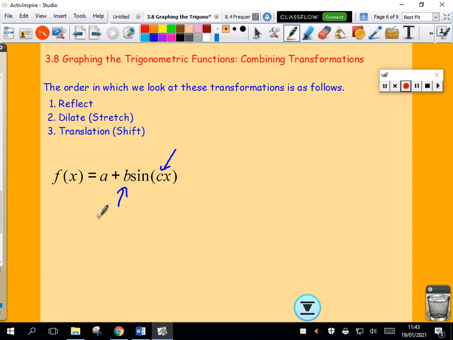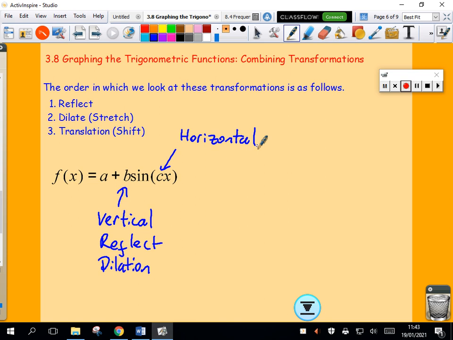B is going to deal with vertical information. B is going to lead to vertical reflections and vertical dilation or stretch, and C is going to lead to horizontal reflections across the y-axis and dilations as well. And this A here, that's going to lead to a translation.